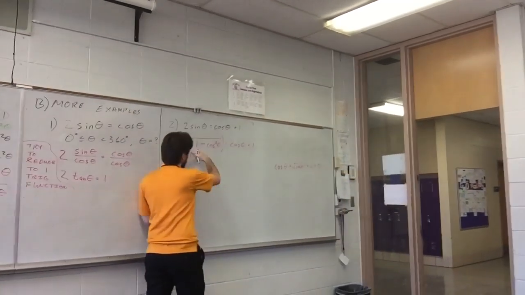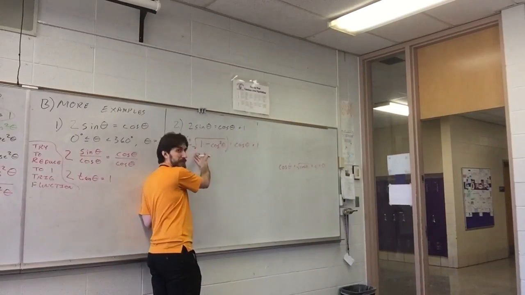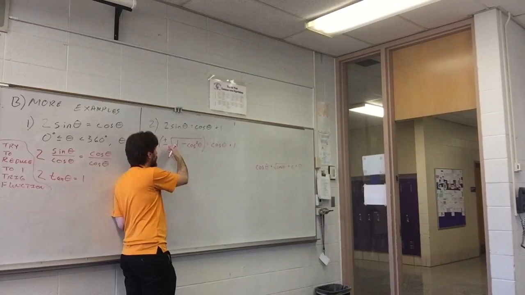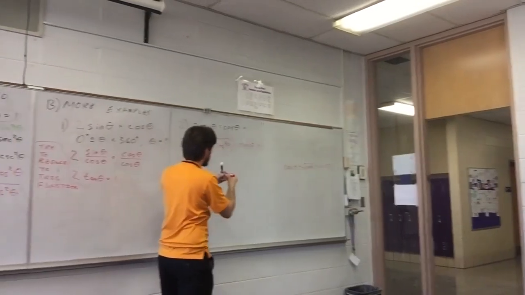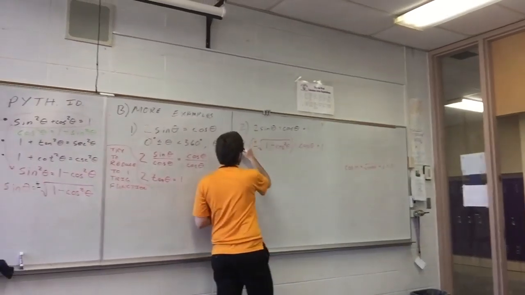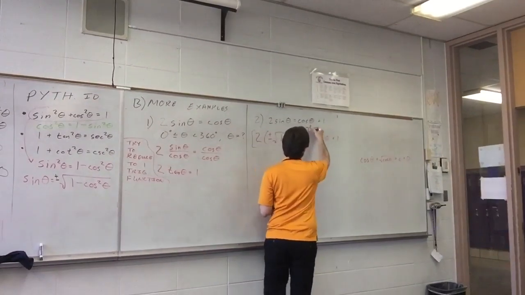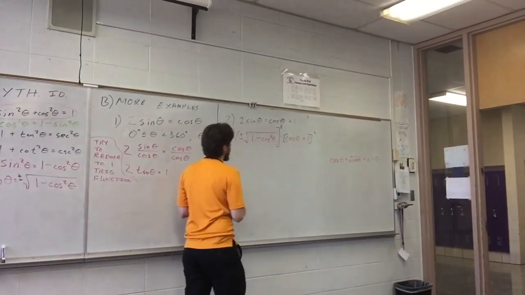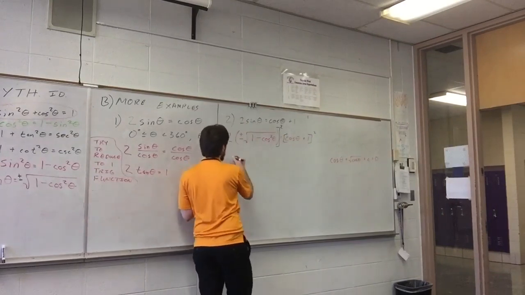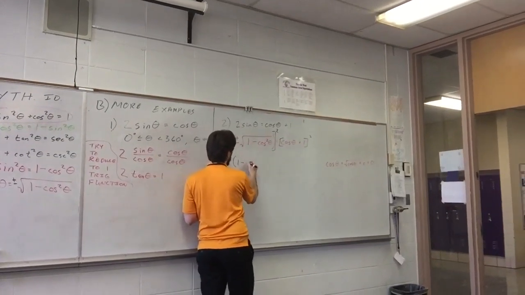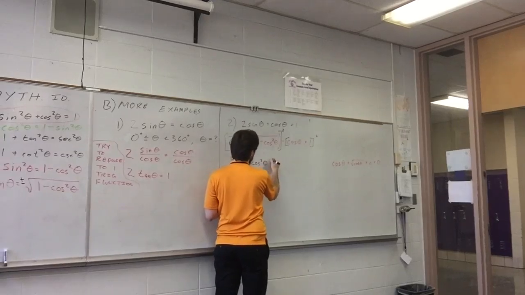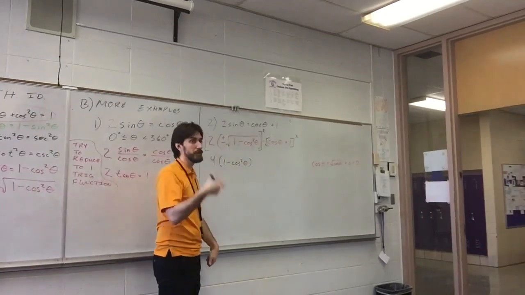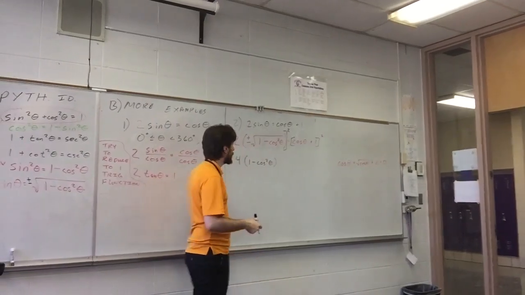But really, I think what will help is let's just get rid of the radical. How do we get rid of the square root? We square it. So we're going to square both sides. Over here, that's just going to be 4 times 1 minus cosine squared theta, and the plus or minus goes away, which is another real positive of squaring.